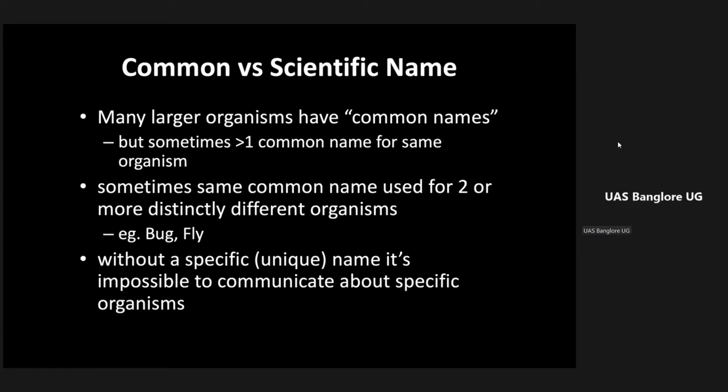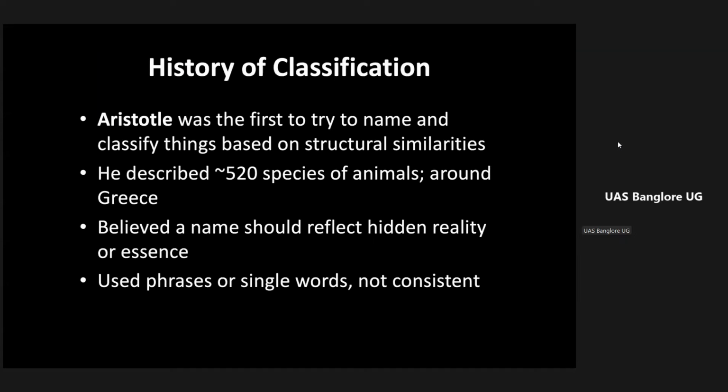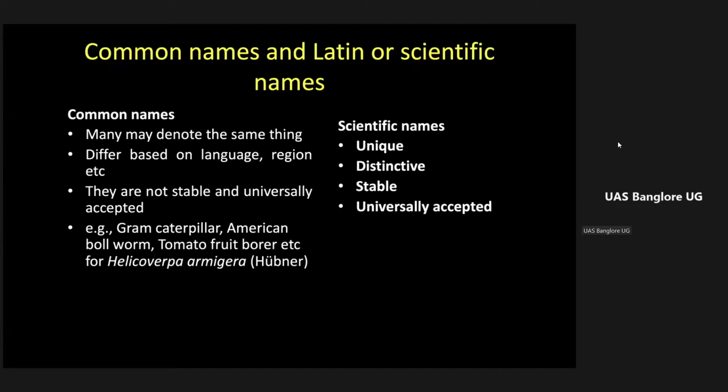Taxonomy, systematics, then we had levels of taxonomy, and then coming to some more things. Coming to common names and scientific names, this is what I was dealing with. Many names may denote the same thing. If we use a common name for two things, it is not the same.